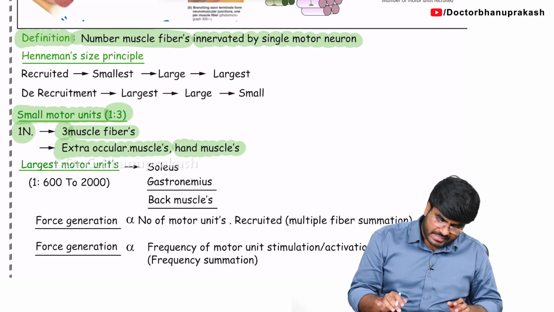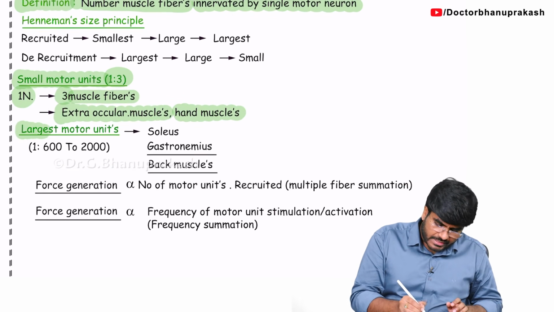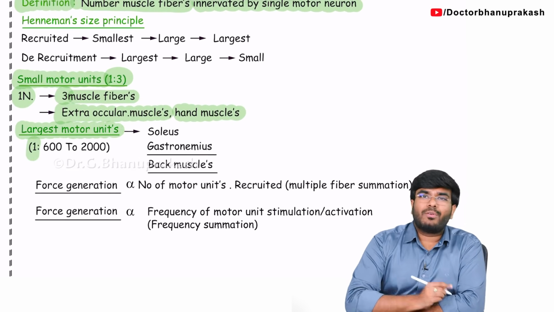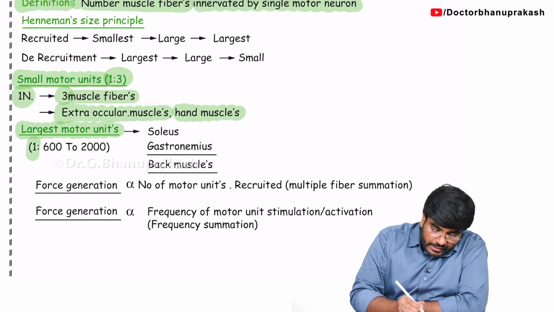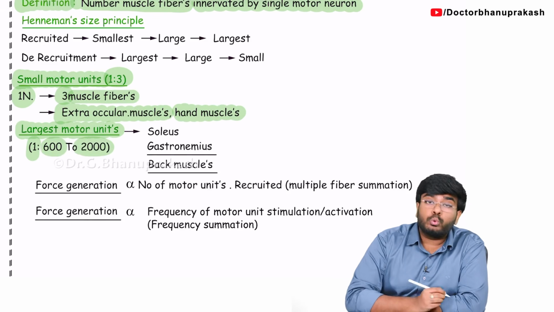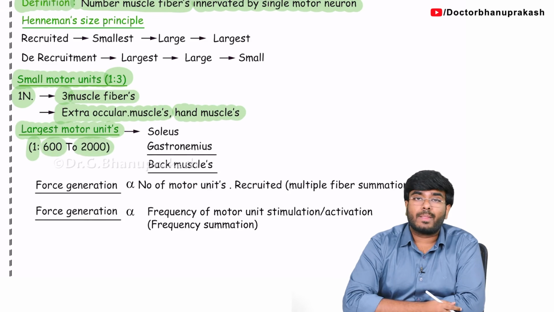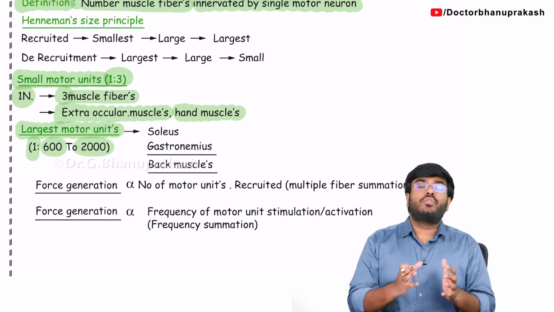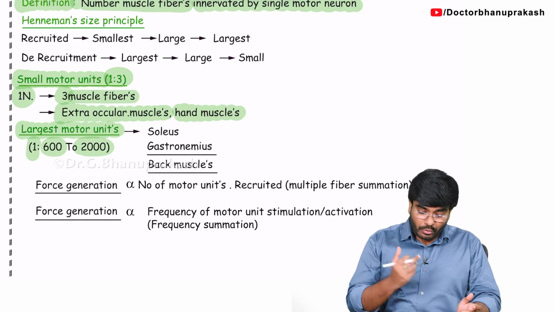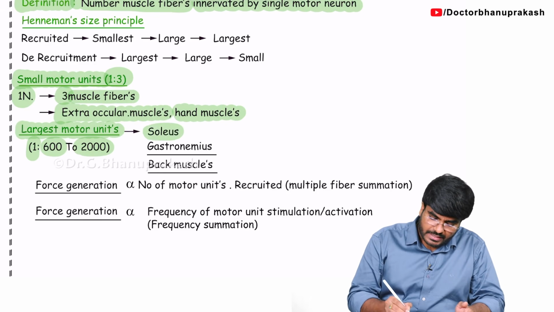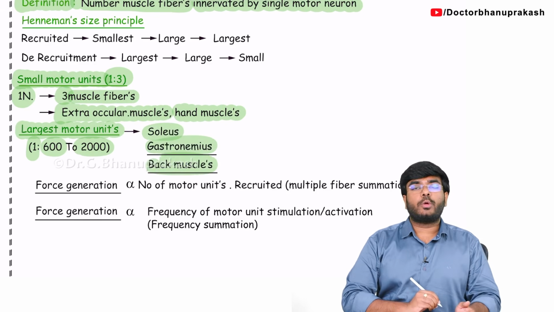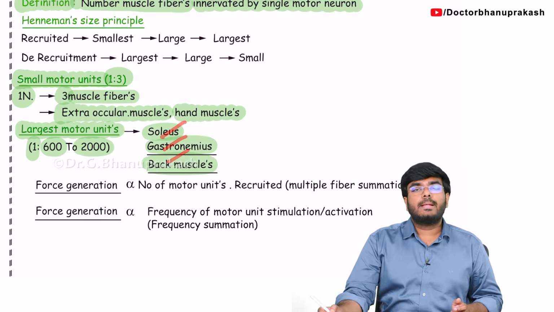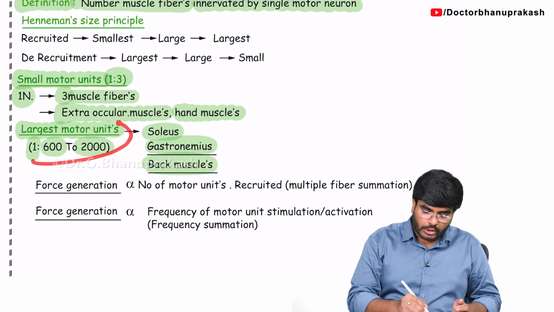And where we see large motor units in our body, the large motor unit meaning one motor neuron innervating 600 to 2000 muscle fibers, means a large group of muscle fibers are going to contract at a time, a large force is generated. So what are the examples? The soleus muscle, gastrocnemius muscle, back muscles which are going to maintain the posture. So these very big muscles are all examples of the large motor units.